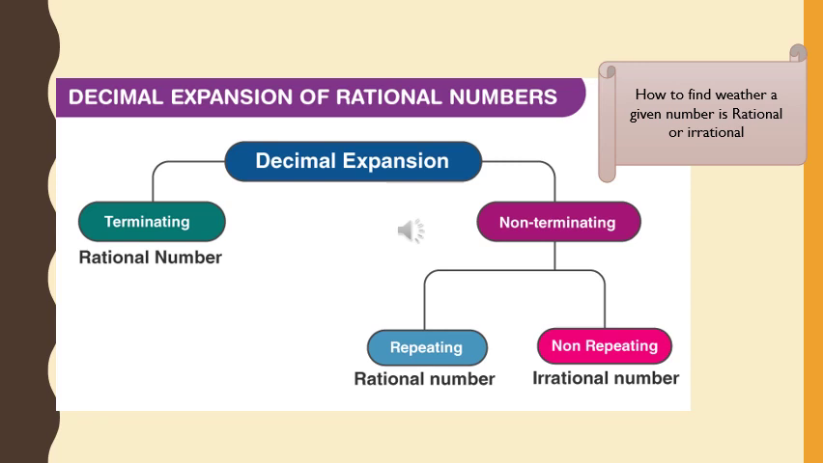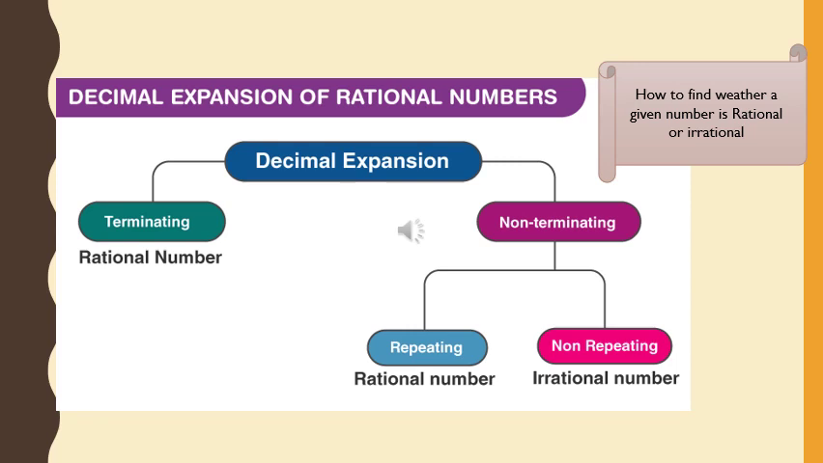A few examples you can identify just by looking at them, like root 2 and pi are irrational numbers, 1 by 2 is rational, minus 1 by 2 is also rational. But with the help of decimal expansion, we can also know whether a number is rational or irrational. So there are three kinds of decimal expansions.